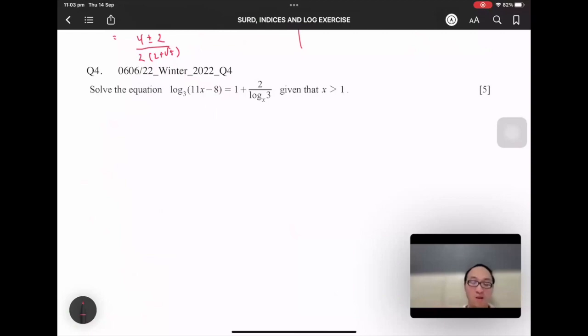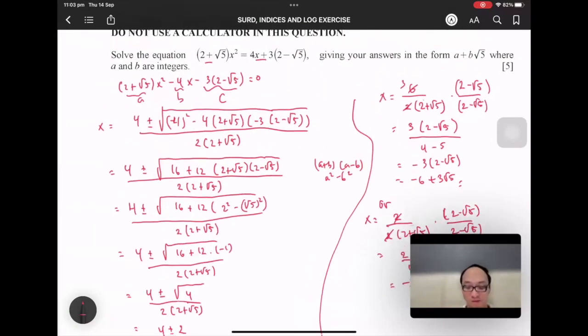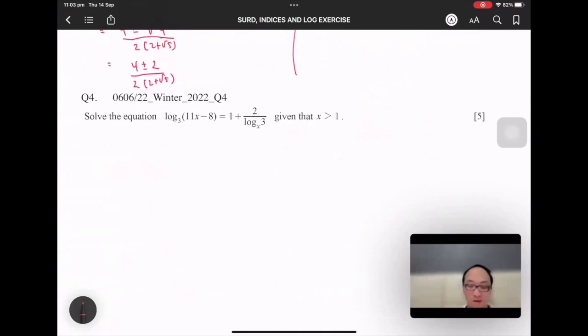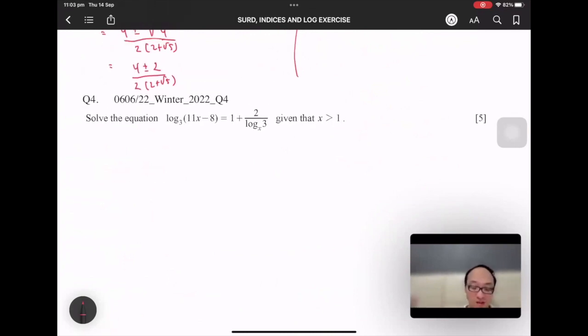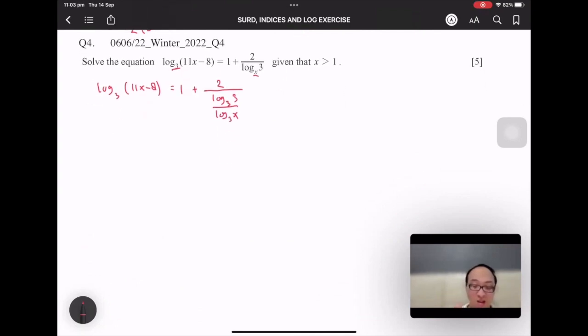Number 4. Solve the equation. Yeah, this is the same. This is the log to the base 3. This is log to the base of x. So I have to change. So log base 3 of 11x minus 8 equals 1 plus 2 over, I change the base, so it's log 3 over log 3x. I make it into the new base 3.